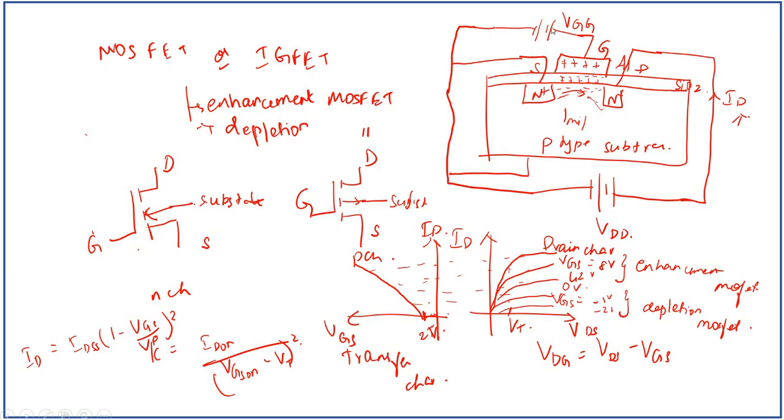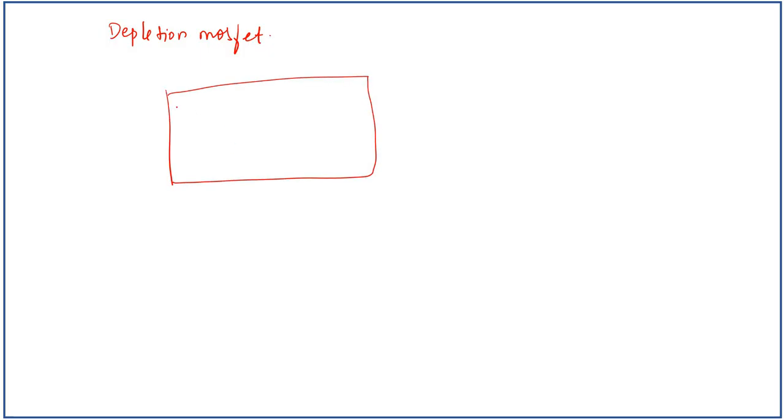For the depletion MOSFET, the difference is we need to give a negative gate voltage. So the gate voltage is negative VGG here, and a channel is already there. So what happens actually for depletion MOSFET is a channel is already present. If we draw the construction diagram, this is the thin SiO2 layer, N plus region and N plus region for the source and drain connection, and here we have the gate connection.